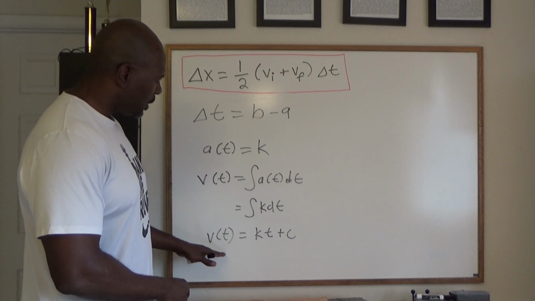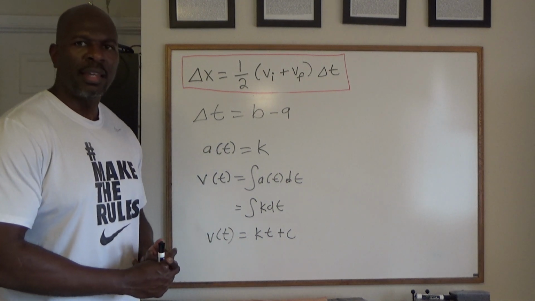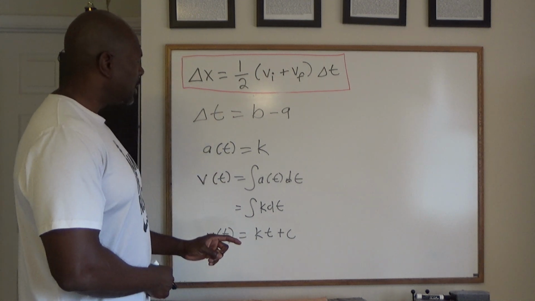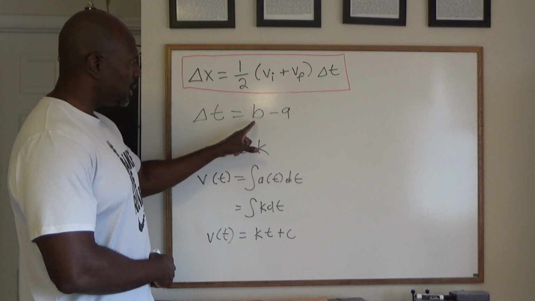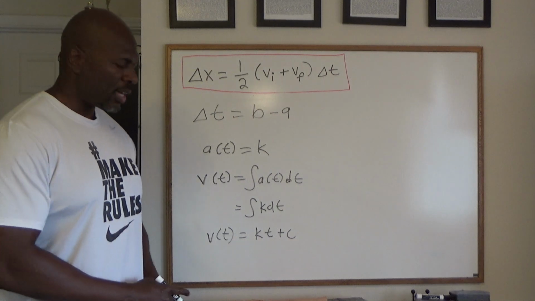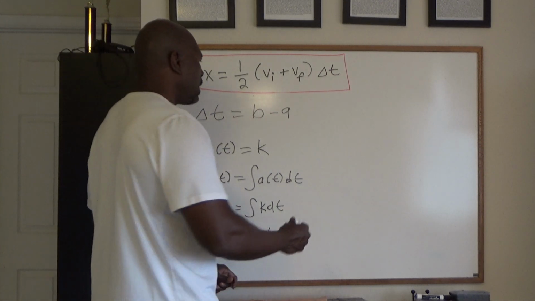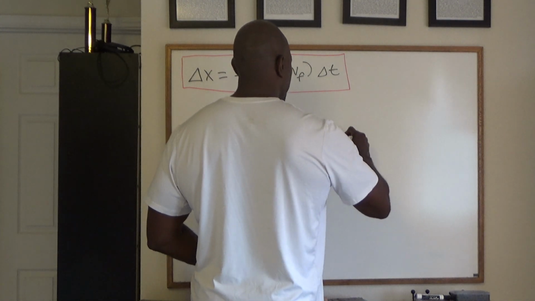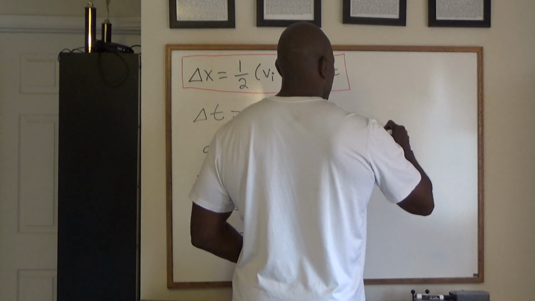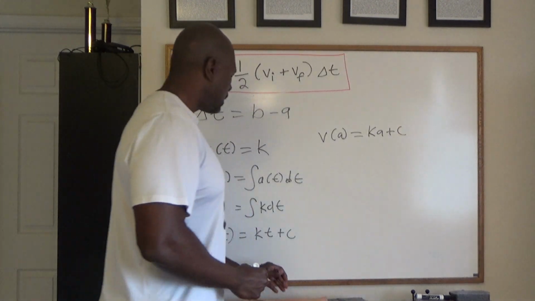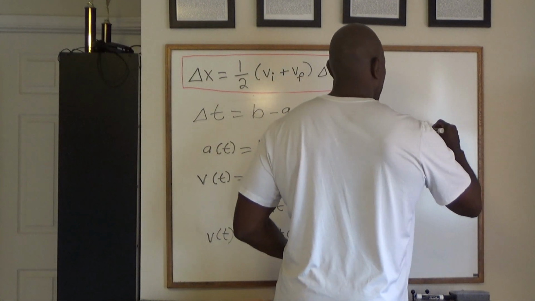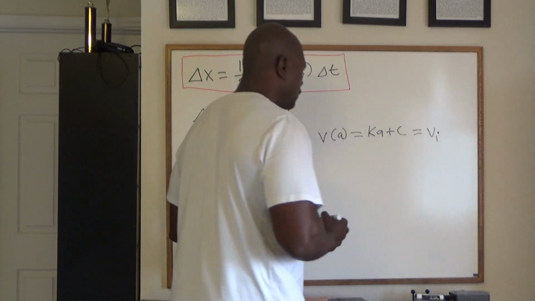From this velocity function, I would like to calculate the initial velocity and the final velocity in terms of this calculus notation. Again, the ending time is b and the starting time is a. So my initial velocity would simply be v of a, which would be k times a plus c, ka plus c. This is equivalent to the initial velocity, the same as v sub i in the physics formula.